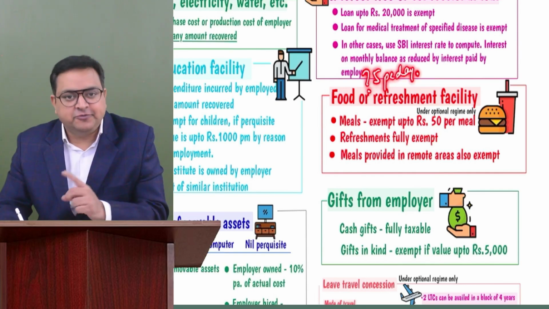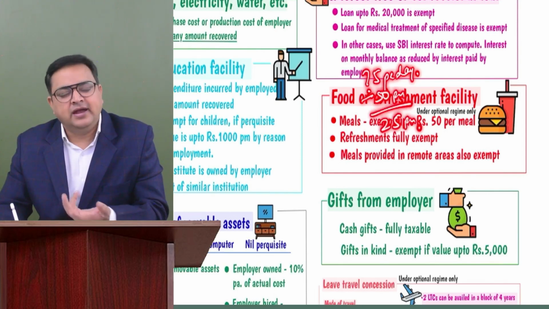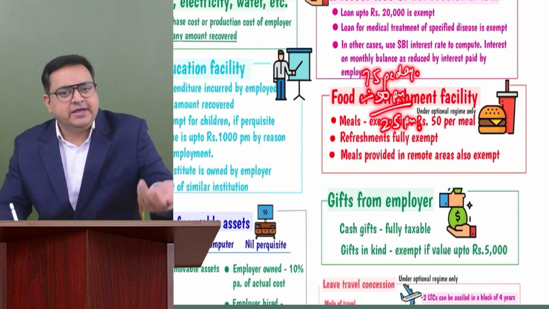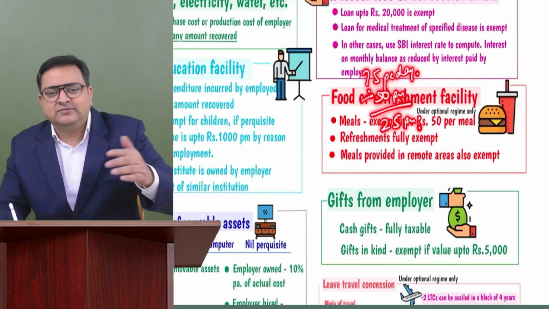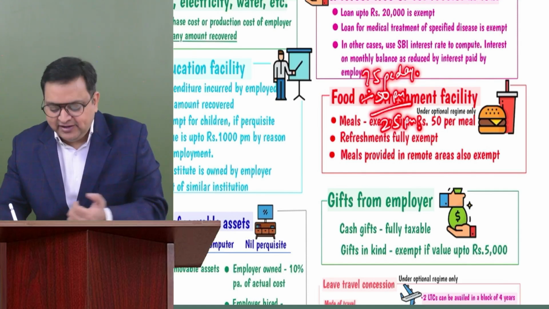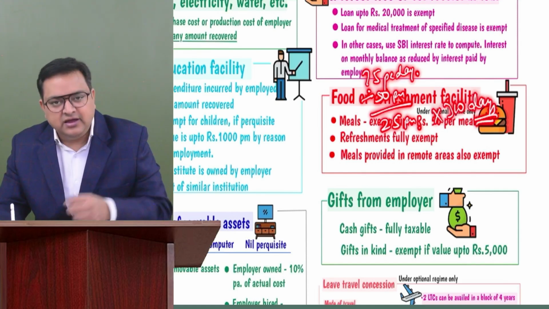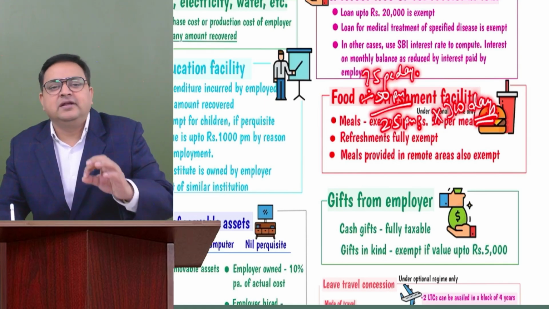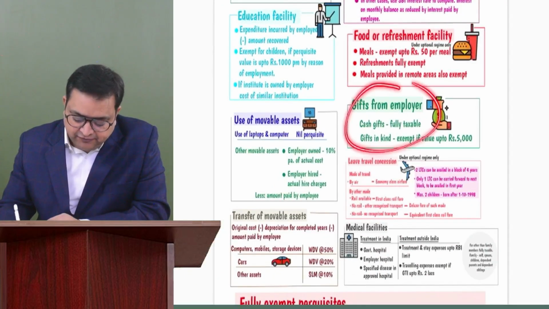So if it is optional regime, minus 50 rupees per day, you can subtract 25 per day would be taxable. And you can take the number of days, either it will be given to you, otherwise the number of working days you can take. Please don't take 365 days, because we don't go to the office 365 days. You can take 300 days. Otherwise they will give you, and if they will not give you, please take the number of days as 300. Got it? Gift from employer.